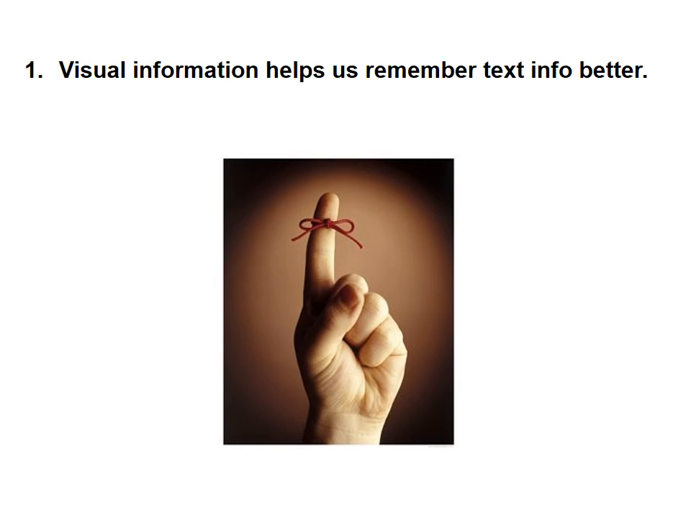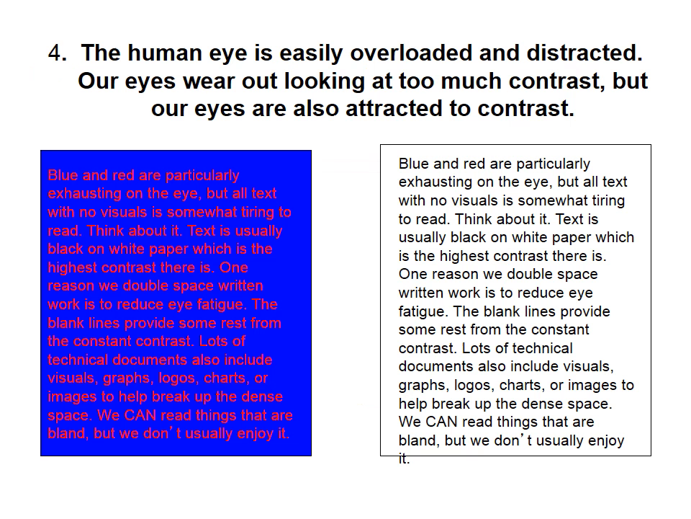First of all, it's important to know that visual information helps us remember text better than text alone. So when you add a visual, it will help us remember the text. The human eye can get overloaded really quickly. We usually read black text on a white background. If you ever read red text on a blue background, it'll exhaust your eye very, very quickly, as you can see from the example below.